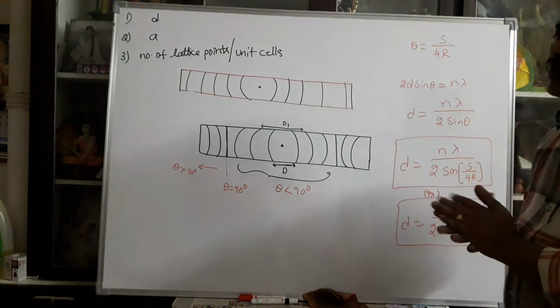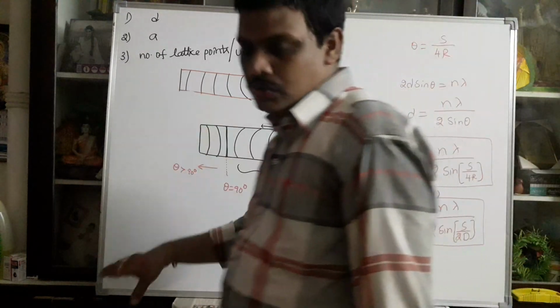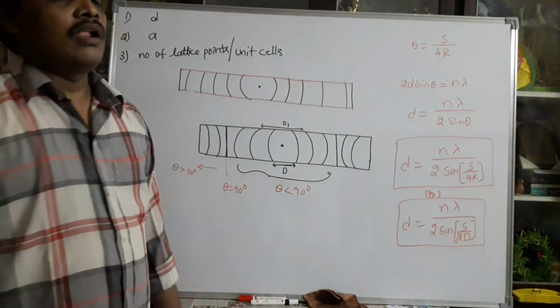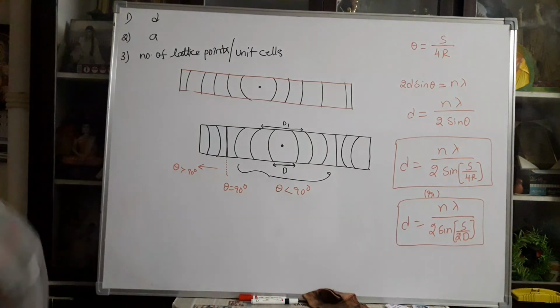This is the powder crystal method. This method is particularly used to determine the crystal structure, and the sample must be in powder form.